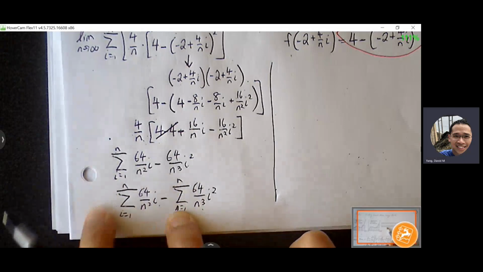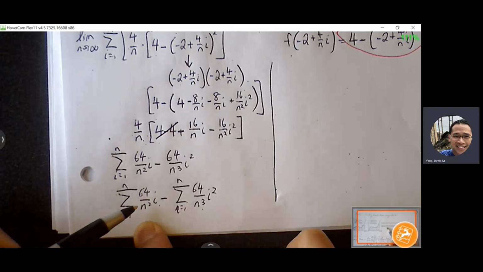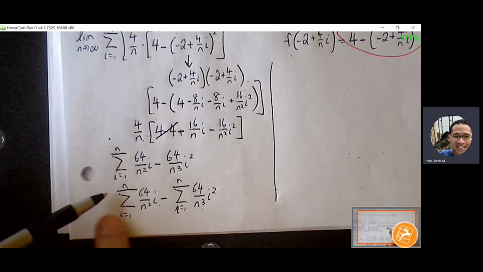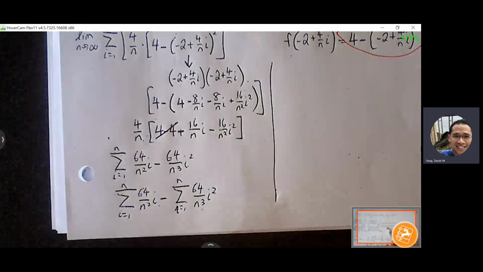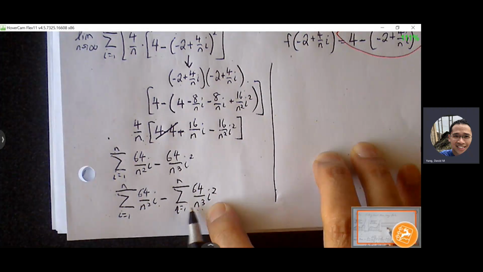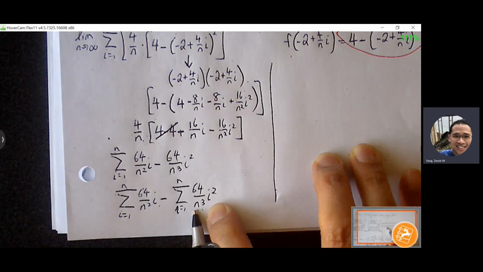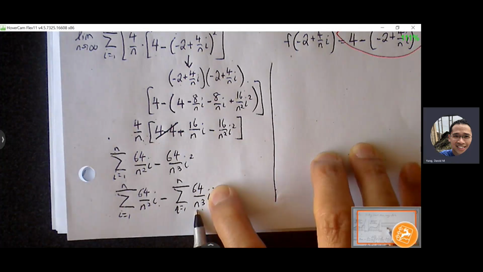What's not part of my summation rule? 64 and the n squared. Yep, I can push that out in front. I can isolate my summation i and just refer to my summation i formula. Here with the second fraction, what can I push out? 64 and the n cubed, right? Okay.